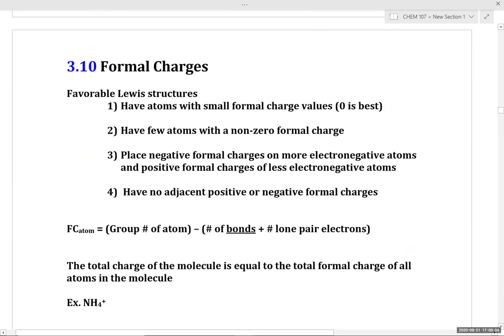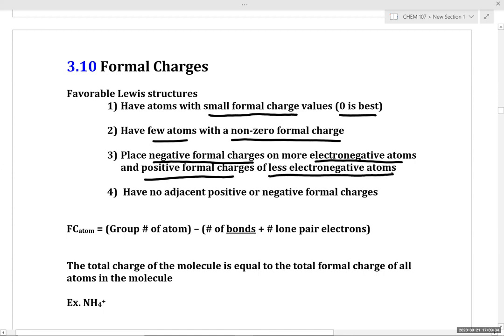Okay, so we've been discussing charge, so let's bring up this idea called formal charge. So favorable Lewis structures, that you would consider good Lewis structures, have atoms with small formal charge values, 0 is best, have few atoms with non-zero formal charge, and place negative formal charges on more electronegative atoms and positive formal charges on less electronegative atoms. And in general, they have no adjacent positive or negative formal charges.